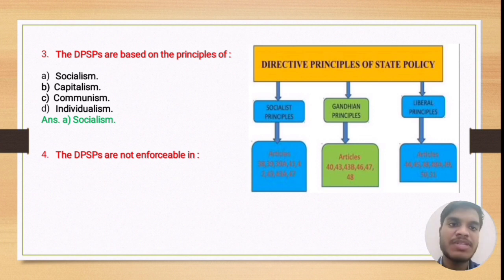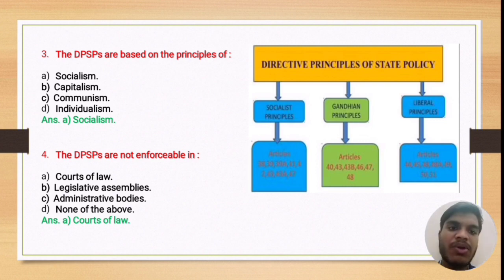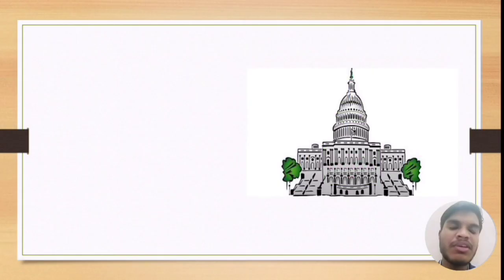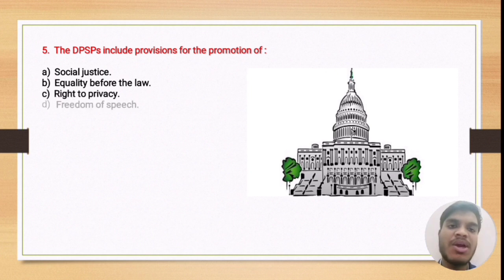Next, the DPSPs are not enforceable in option A, courts of law, option B, legislative assemblies, option C, administrative bodies, option D, none of the above. And the answer is option A, courts of law. Fifth question, the DPSPs include provisions for the promotion of option A, social justice, option B, equality before the law, option C, right to privacy, option D, freedom of speech. And the answer is option A, social justice.